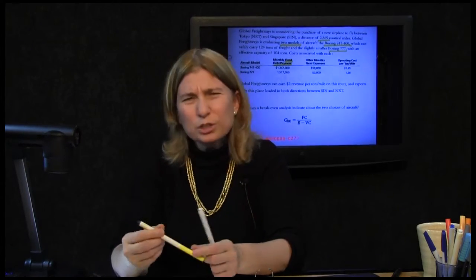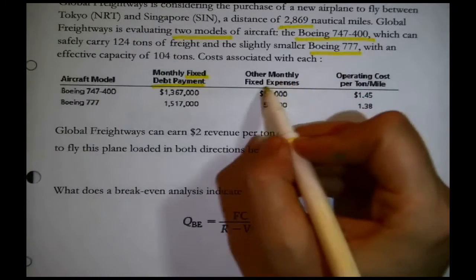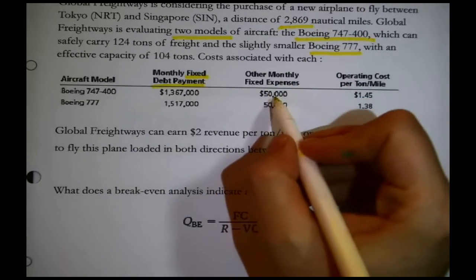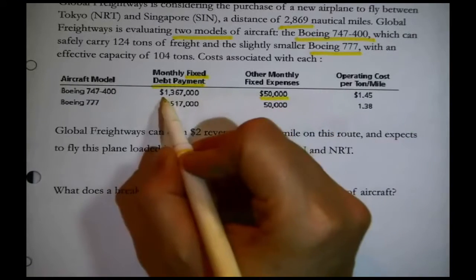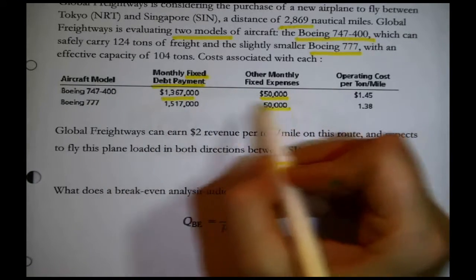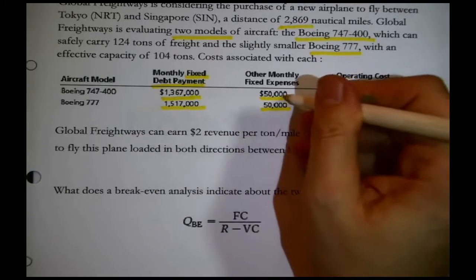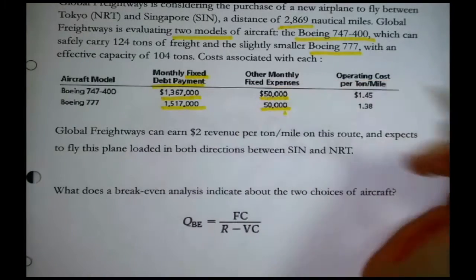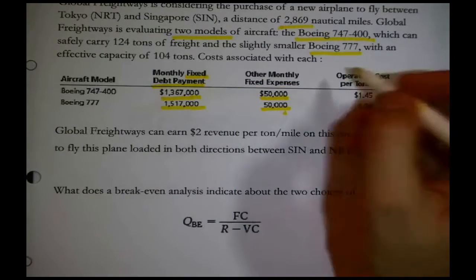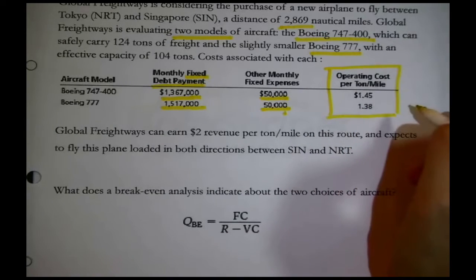Now, there's actually another fixed cost that's mentioned here. It says other monthly fixed expenses, meaning that it doesn't matter whether you use the plane or not, you have to pay. Well, that's the same in both cases. That might be maintenance and the crew. We pay $50,000 a month. We need to remember that for a little while later. Then we have another column of information here. It says operating costs per ton mile.